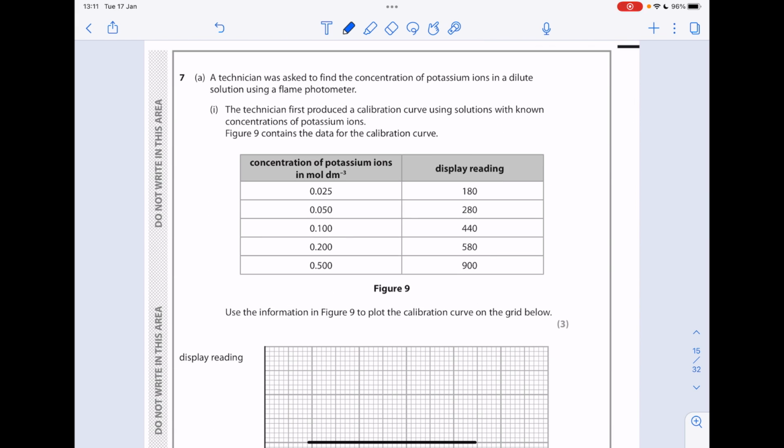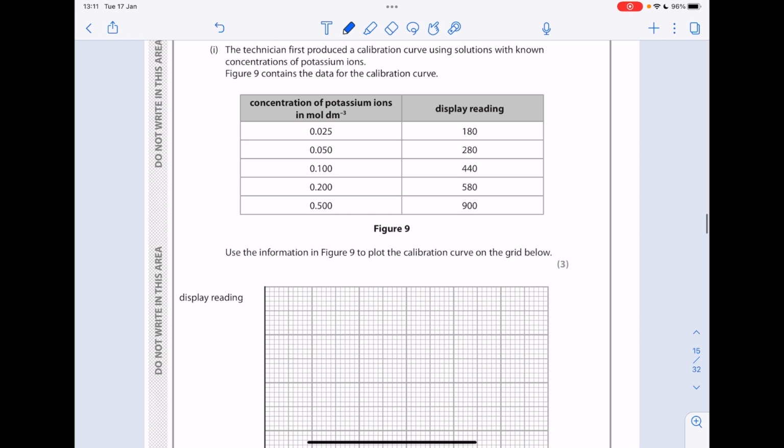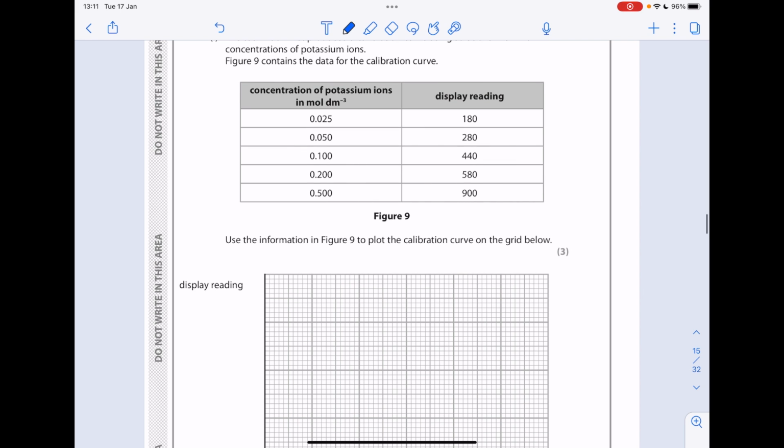A technician was asked to find the concentration of potassium ions in dilute solution using a flame photometer. The technician first produced a calibration curve using solutions with known concentrations of potassium ions. Figure 9 contains the data for the calibration curve. Use the information in Figure 9 to plot the curve on the grid below.